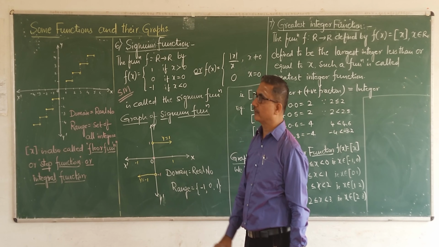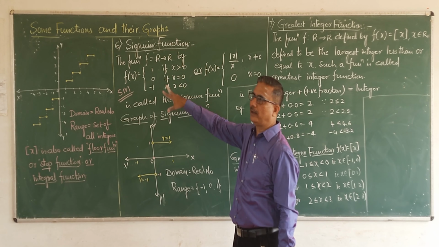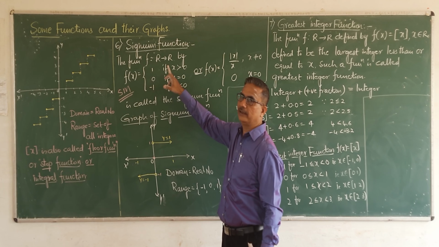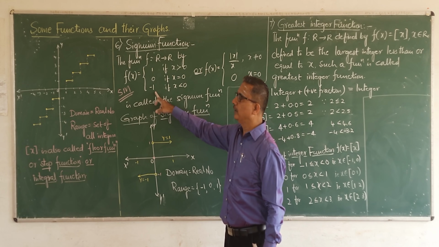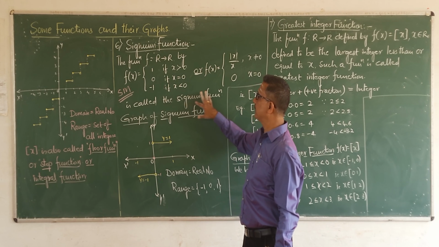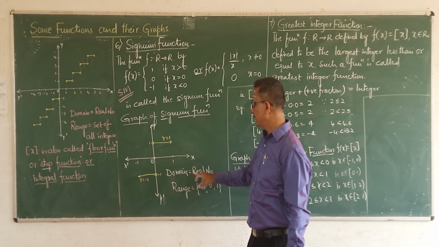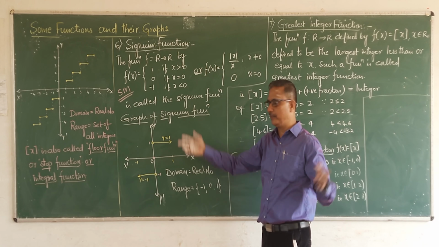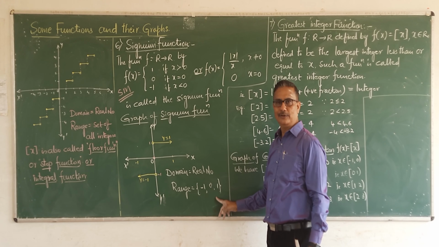Totally 5 marks. So definition: a function f from R to R is defined by f of x equal to 1 if x is more than 0, 0 at x equal to 0, minus 1 if x is less than 0. Such a function is known as the Signum function. This is the graph of the Signum function. Domain is the set of all real numbers. Range is only 3 numbers: minus 1, 0, 1.